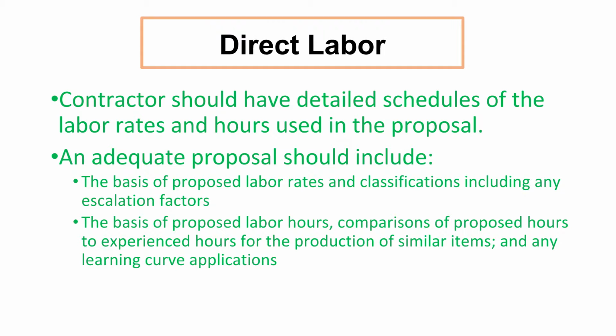The adequate proposal should include the basis for your proposed labor rates. Are they an average of individuals performing in certain labor categories? How did you figure out what the proposed labor rate is by labor category? Or you can even specifically propose individuals by name on a contract if it's a small contract. You should also provide the basis of the proposed labor hours. In other words, if you've experienced costs before, you know how many labor hours you will incur to perform the different functions.